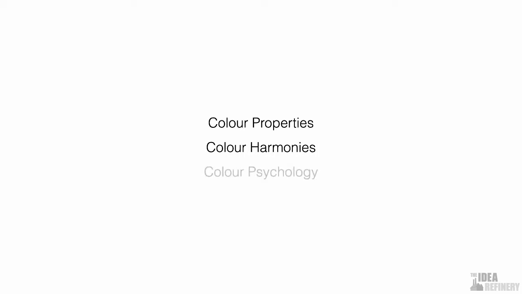The first thing we have to think about when we're talking about colors are the properties of color. Understanding color properties allows us to evaluate individual colors. But colors are more interesting when they're put together with other colors, which creates color harmonies. And all of these colors have direct effects on the people who see them. We're going to talk about all of these ideas. But first, let's talk about color properties.